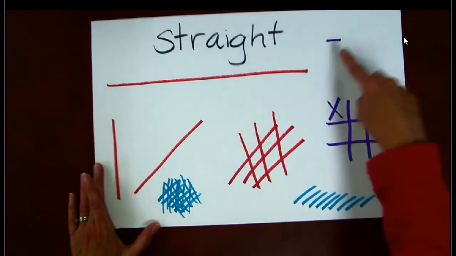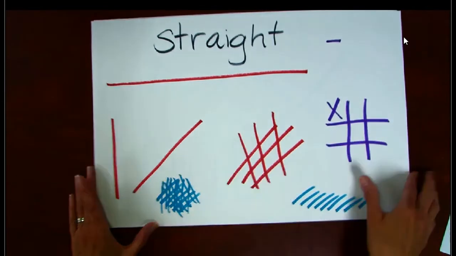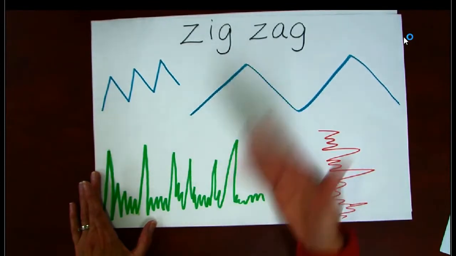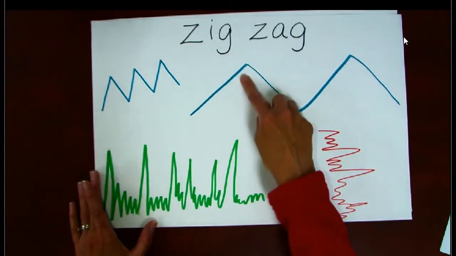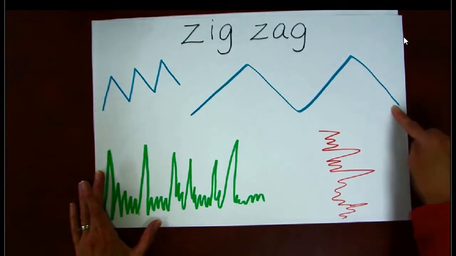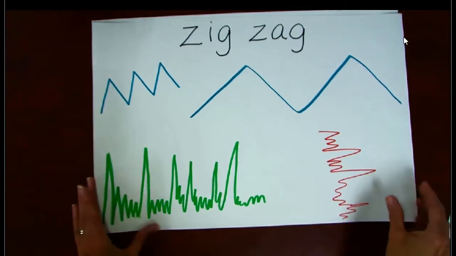And your lines can also be very small as well. And these are straight lines. Then we have the zigzag line. Now remember, the zigzag line is just a bunch of straight lines put together. That's all a zigzag line is. You are connecting those straight lines.